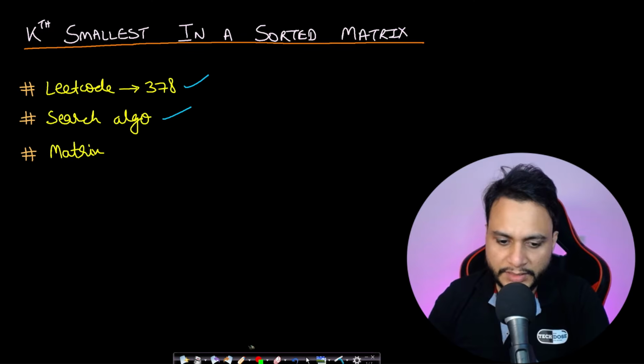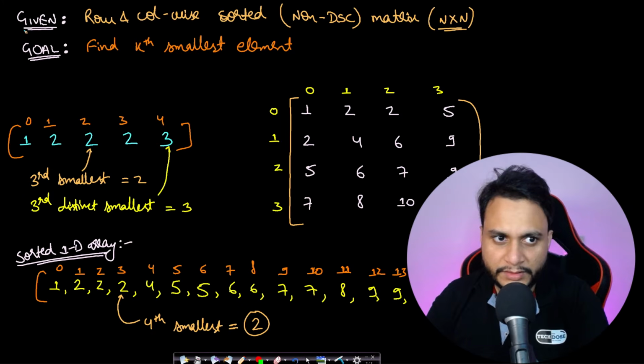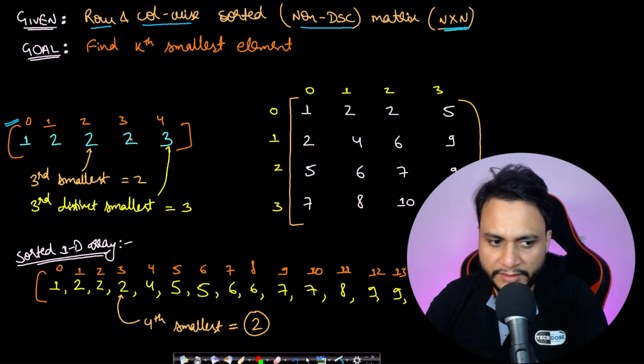So let's take an example for better understanding. In our case, we are given a row wise and column wise sorted matrix in non-decreasing order, and the matrix size is n by n. Our goal is to find the kth smallest element. Let's consider a one-dimensional matrix. It is not an n by n matrix, but I'm just giving you an example that if you have a single dimensional array, and they are asking about the third smallest element, then it will be 2 and not 3, because they are not talking about the distinct element. Even if you have duplicates, you can count them.